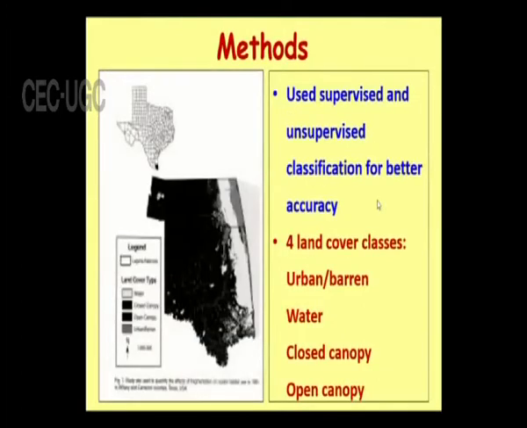And now, what we are observing: we are using supervised and unsupervised classification for better accuracy, and we are dividing the land into 4 categories: urban or barren, water, closed canopy and open canopy. These are the 4 types of area that we are classifying, and we have to match the habitat of the animal with the area. If the animals are more often seen in a particular habitat, then we can prove the hypothesis, or otherwise we have to disprove it.